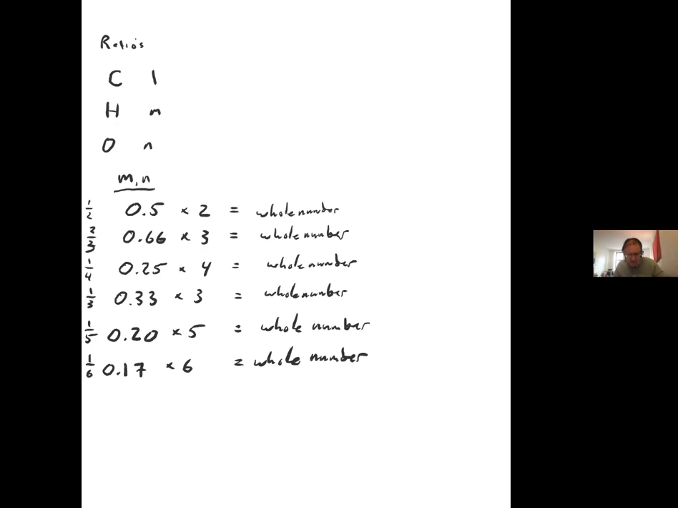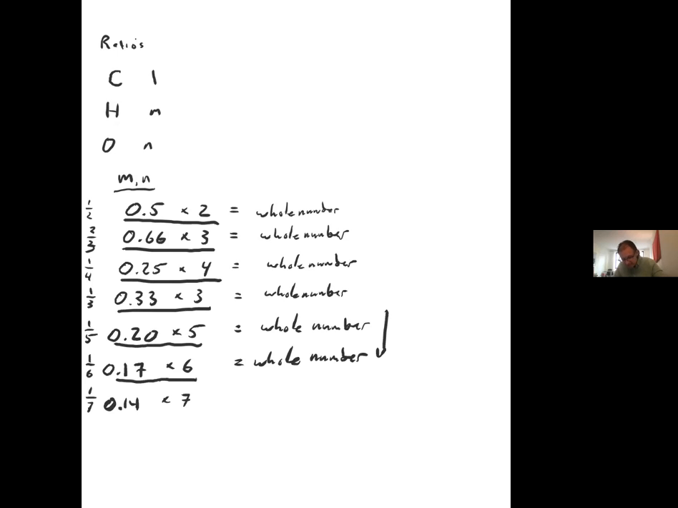Okay. Now, generally, you're not going to see many problems where they go this far. Generally, you're going to see ones where it's ×2, or maybe ×3, or maybe ×4. These are relatively rare occurrences, but that's how you would deal with it. If you had 0.14, that's 1/7. So you'd multiply by 7, and that would give you a whole number.